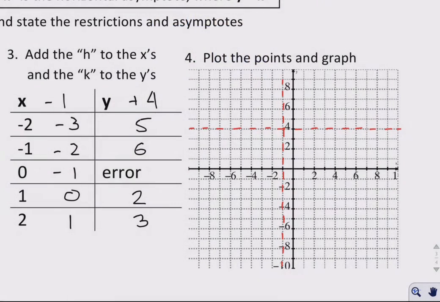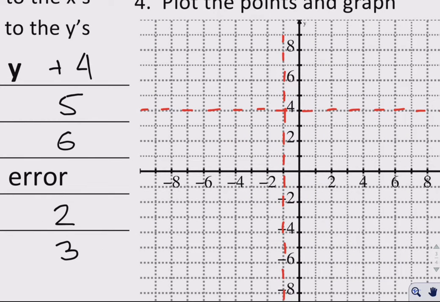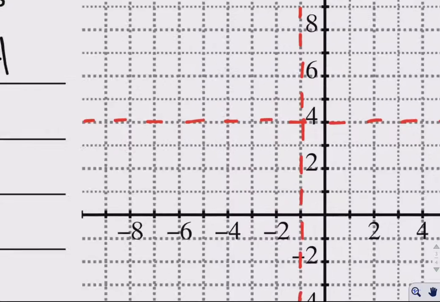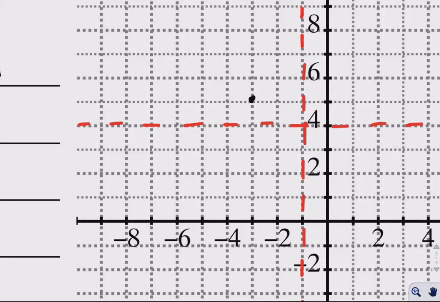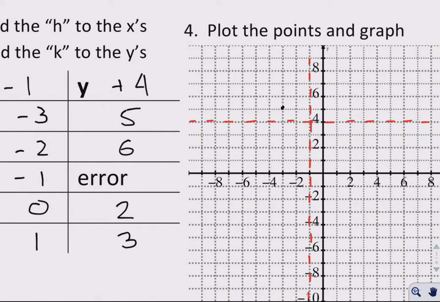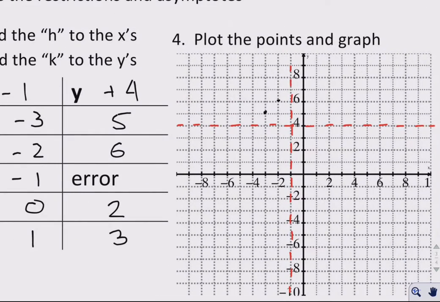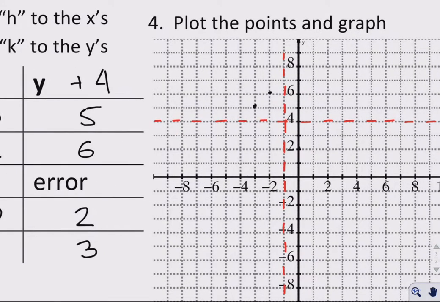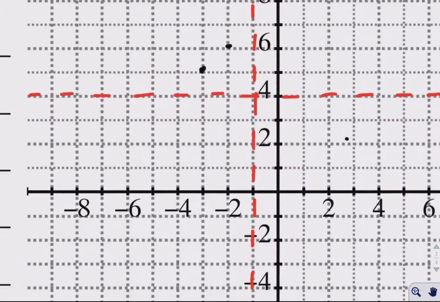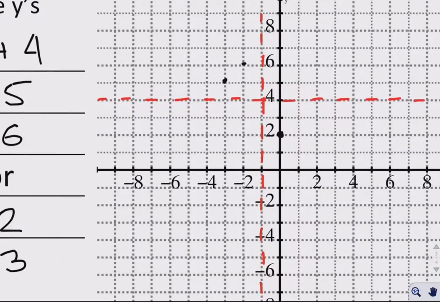Let's sketch our points now. I'm going to do that with a black marker. I have -3 and 5, so go back 3, up 5, brings me over here. There we go. -2 and 6. Over here, -1 and error, so that's where our vertical asymptote is. And then we are at 0 and 2, which brings me over here. And 1 and 3 over here.